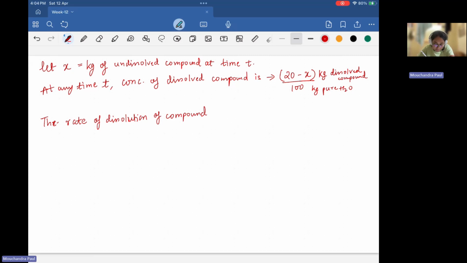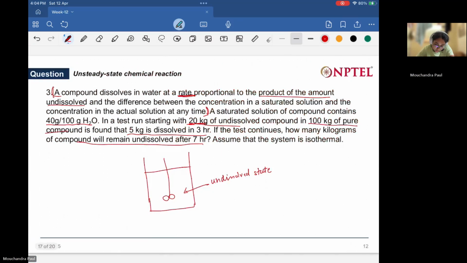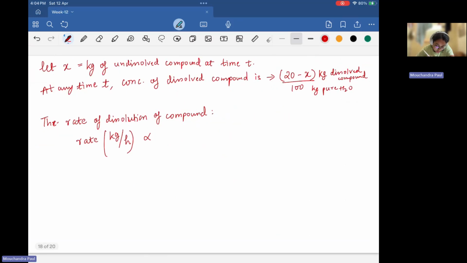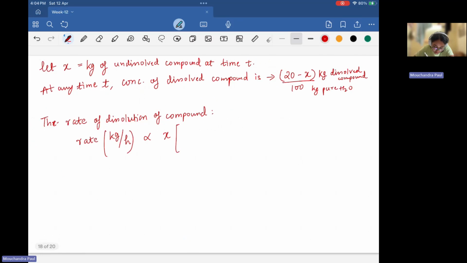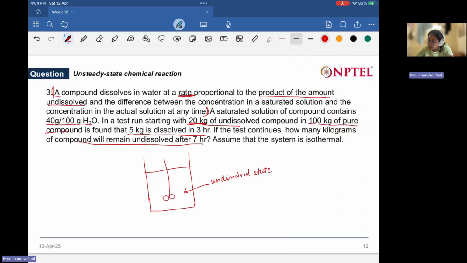The rate of dissolution of the compound is given in units of kg per hour. It is proportional to the amount of product undissolved. So x is the amount of product undissolved at any time t, and the difference between the concentration in the saturated solution. The saturated solution contains 40 grams per 100 grams of water. 40 grams, sorry, 40 grams.